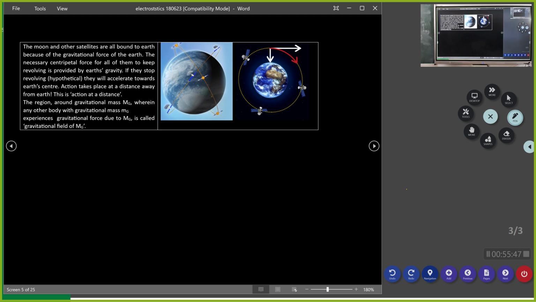Apple will fall to Earth. Why? It is not revolving around Earth. Here the action, so accelerate. Action takes place at a distance away from Earth. See, the Moon is far away from Earth, but still the Moon is able to be controlled.